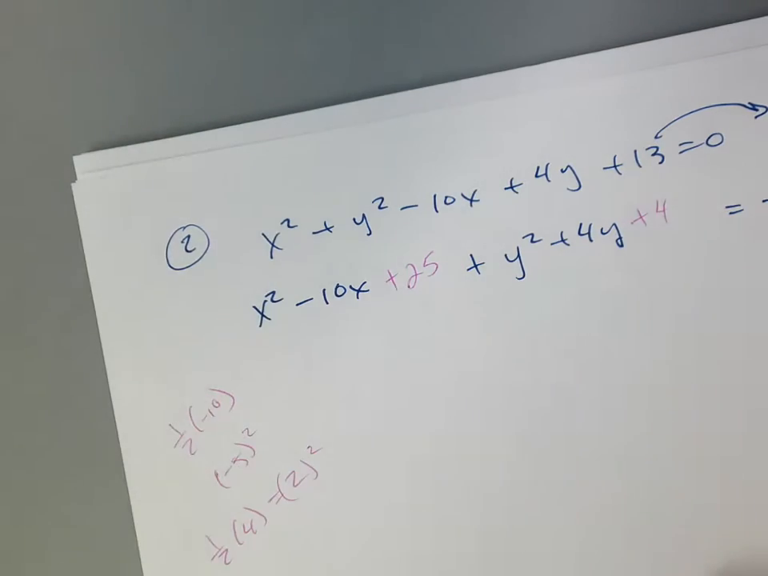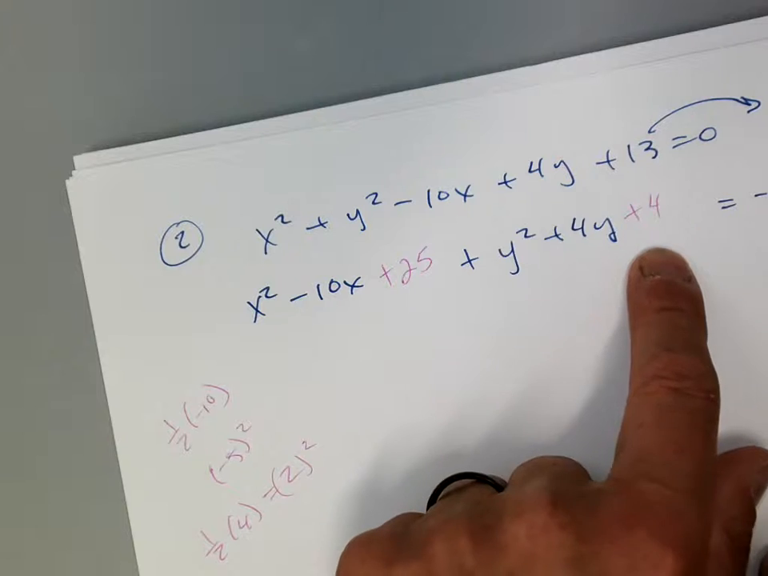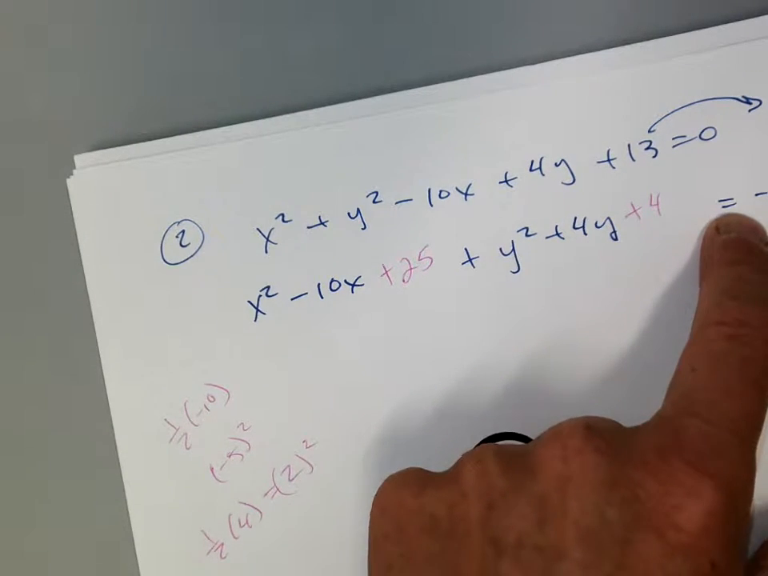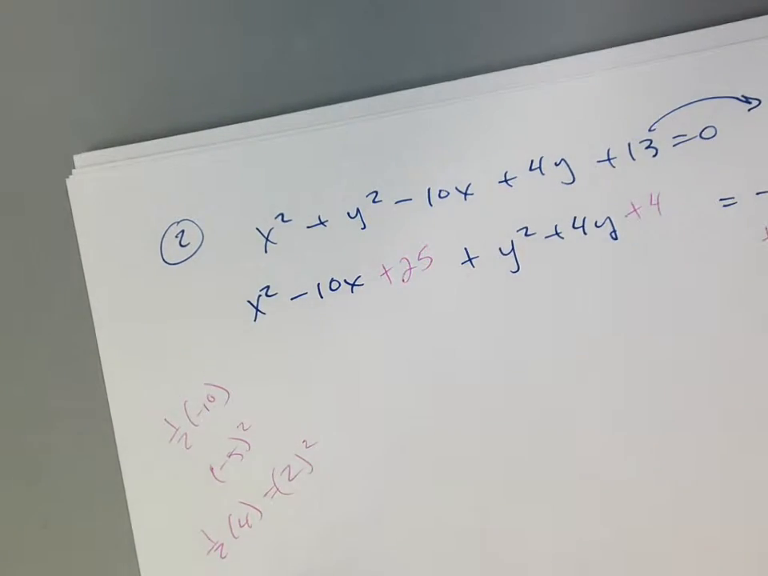So then, you've got to balance. You can't just add 25 and add 4. If it's a scale, you're off balance, right? So you have to balance the equation because you have an equal sign. It won't be equal unless you balance it. So plus 25 and plus 4, and then let's see what we get. So this will factor.